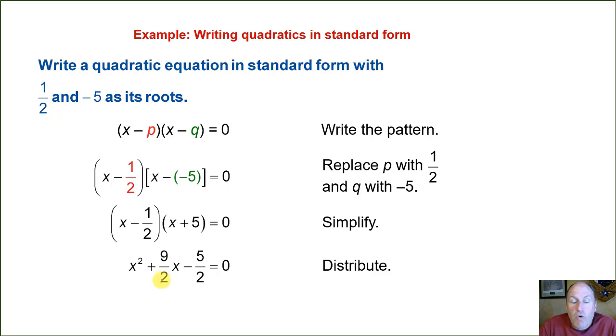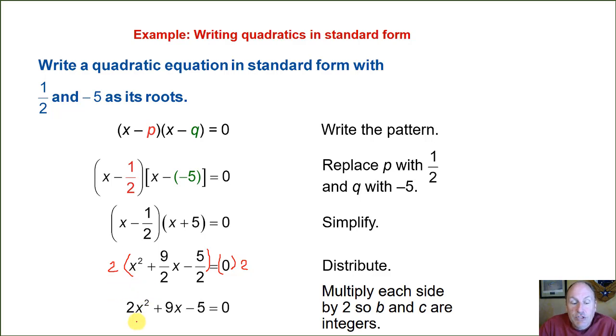Now, in standard form, there shouldn't be any fractions, so what we need to do is multiply both sides by 2, which is the denominator of 2 of the terms. There's nothing algebraically wrong with this, but to put it in an actual perfect standard form, we need to get rid of that. So that becomes 2x squared plus 9x minus 5 equals 0. And that is the quadratic equation in standard form that has those two numbers as its roots.